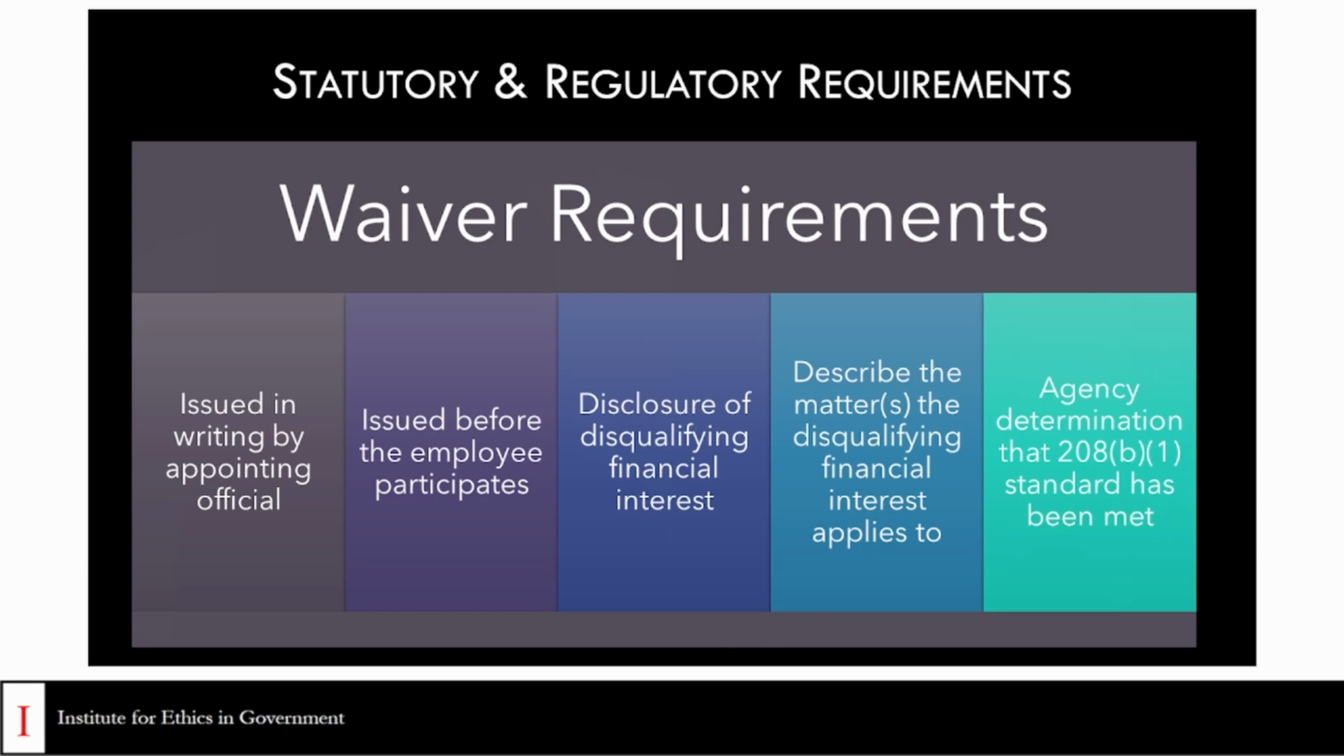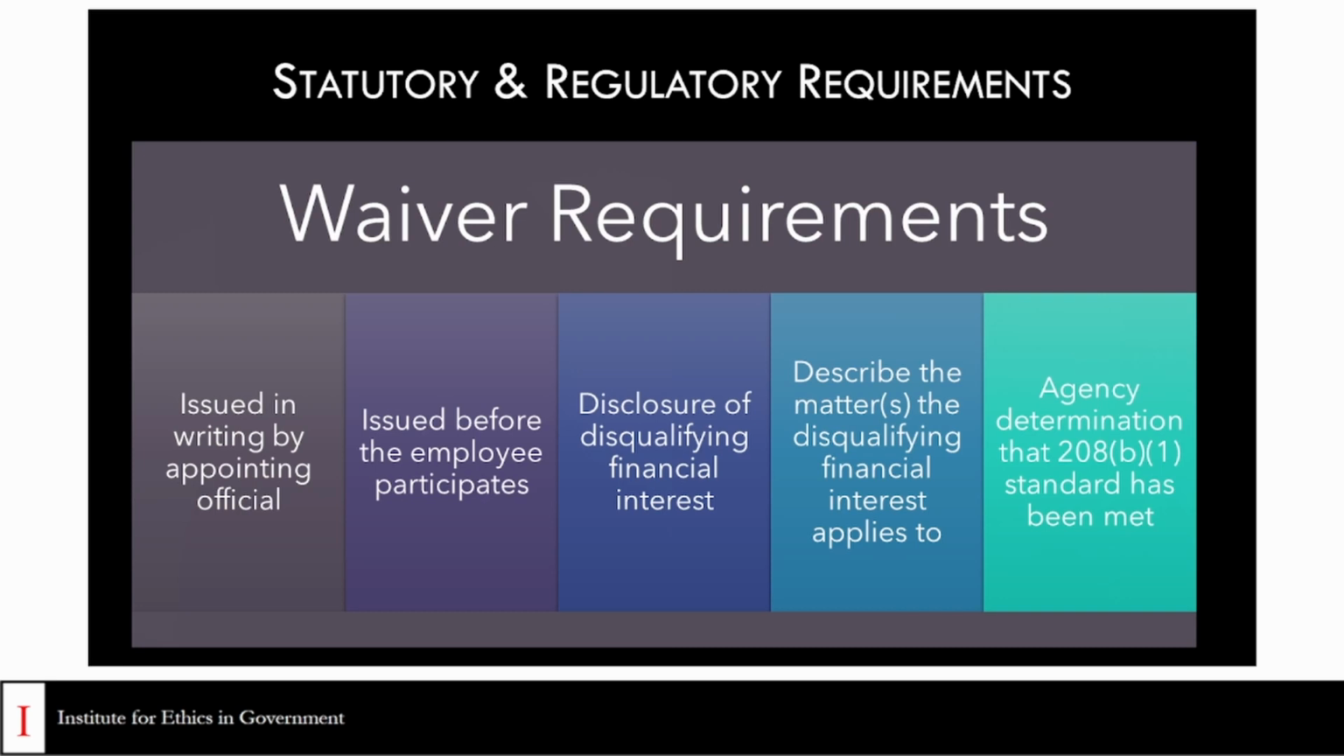Third, the employee must fully disclose to the person with the authority to issue the waiver the type and amount of their disqualifying financial interest and the nature and circumstances of the particular matter or matters involved. If the employee fails to make a full disclosure of all the relevant information, this can jeopardize the validity of the waiver.